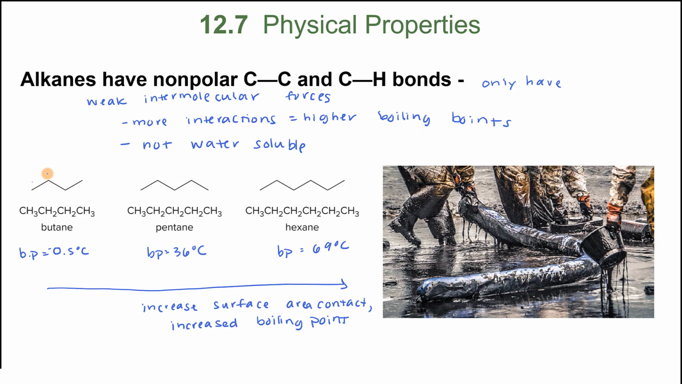So if you think of another molecule of butane stacking on top of there, some of those can stack together and make negative 0.5. They have 4 different contact points with those carbons. And then if we increase the contact points with pentane, that's going to increase our boiling point. And now with hexane, we have even more stacking and higher boiling points. So that's going to increase the surface area contact, and that then increases the boiling point.